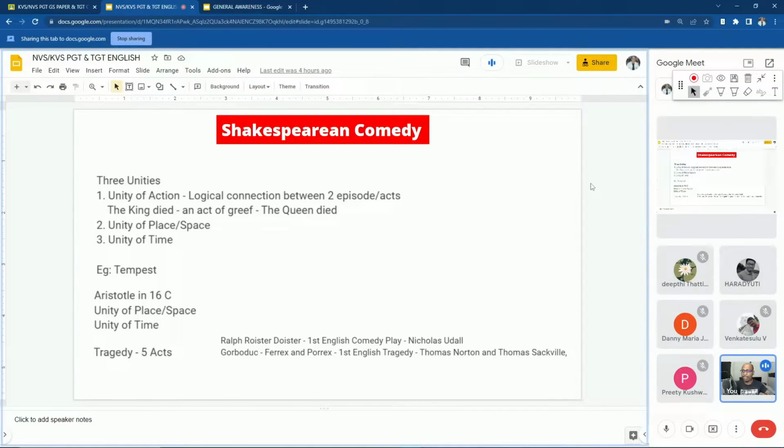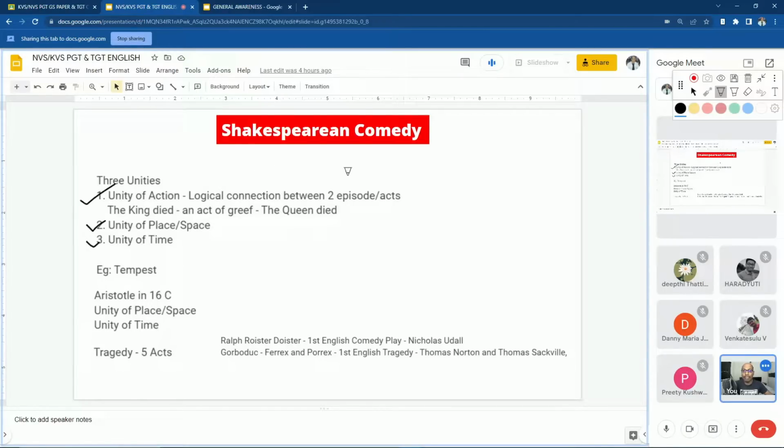So now let us come to some important technical information about the three unities. Yesterday in the last class we discussed that Tempest has the three unities. Shakespeare observed all three unities only in one play, that is Tempest. So what are the three unities? The first one is unity of action, the second is unity of place or space, and the third is unity of time. So what is unity of action?